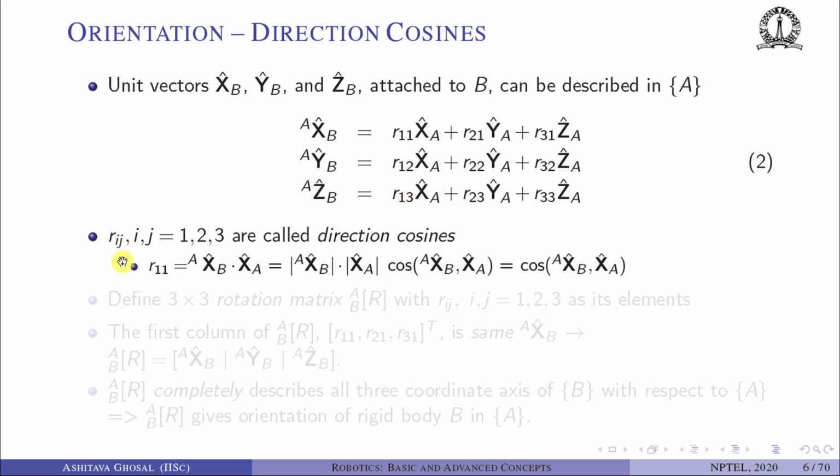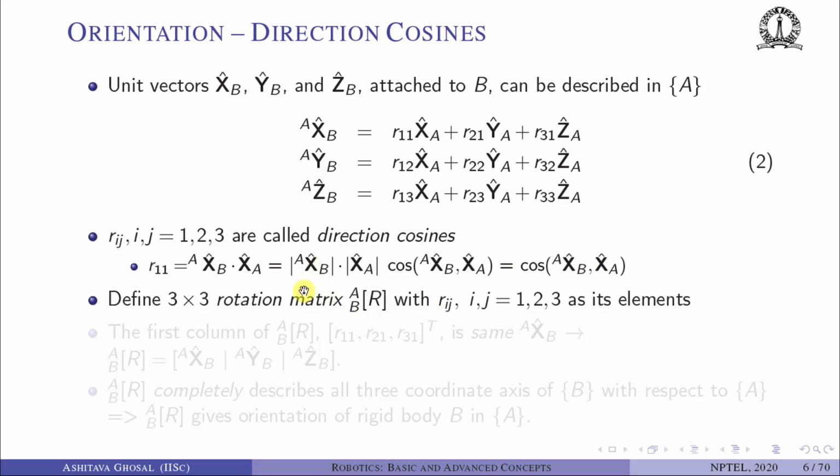These Rij's are called the direction cosines. You must have heard of this before, but let's see why they are called direction cosines. Let's compute r11. We take this first equation and dot product the left and the right side with xa. So axb dot xa will be the magnitude of axb, times the magnitude of xa, times the cosine of the angle between axb and xa. Since these are unit vectors, we are only left with the cosine of the angle between axb and xa, and this is r11. So r11 is nothing but the cosine of an angle between two axes in 3D space.